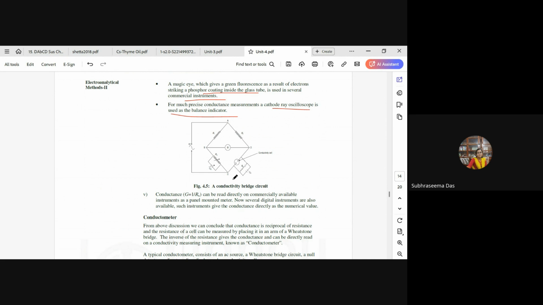Figure 4.5 shows a conductivity bridge circuit. Conductance can be read directly on commercially available instruments. Several digital instruments are also available, which give us very easy measurements in a very short time span.